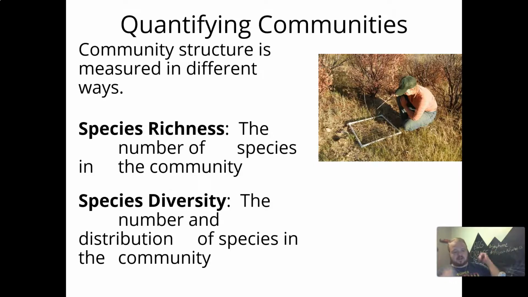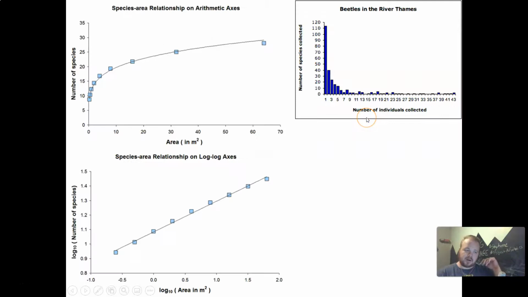And the way they do this is rather uninteresting, I guess. Usually they'll take these square meter grids and lay them down on the ground, and they'll count all the individuals they see in these squares. It's pretty interesting. If you take a species relationship on a logarithmic scale, and you look at the number collected over time, you can see the differences.